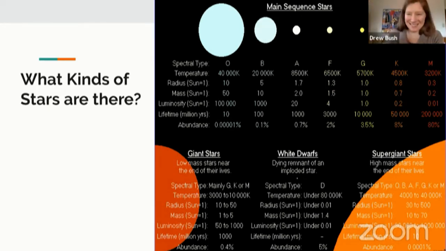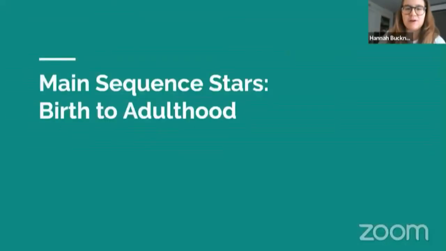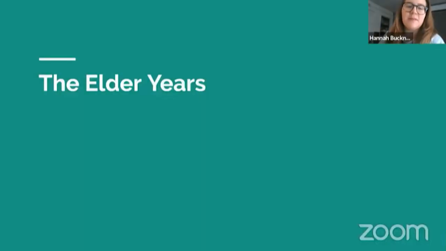Okay, great. Thank you. Yeah. So yeah, those were our main sequence stars. We had A, F, G, K, and M.